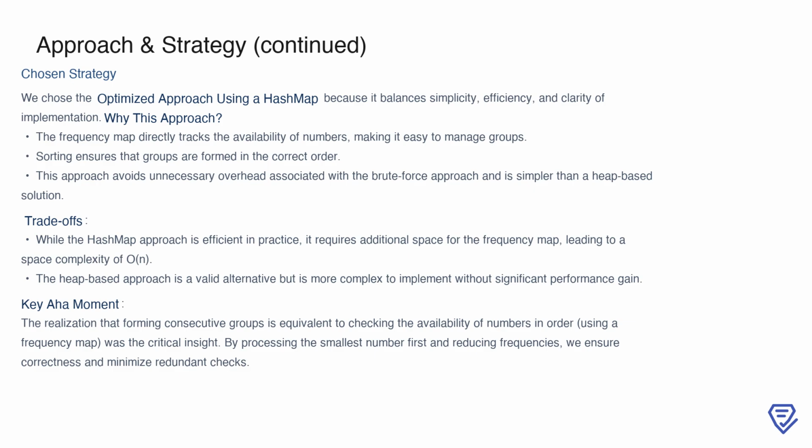However, there are trade-offs to consider. While this approach is efficient, it does require additional space to store the frequency map, leading to a space complexity of O(n). The heap-based method remains a valid alternative but does not offer a significant performance advantage to justify its added complexity. The key insight that made this approach effective was the realization that forming consecutive groups is equivalent to simply checking the availability of numbers in order. By starting with the smallest number and reducing frequencies as we form groups, we ensure correctness while avoiding redundant checks. This clarity and efficiency make the hash map approach an ideal choice for solving this problem.